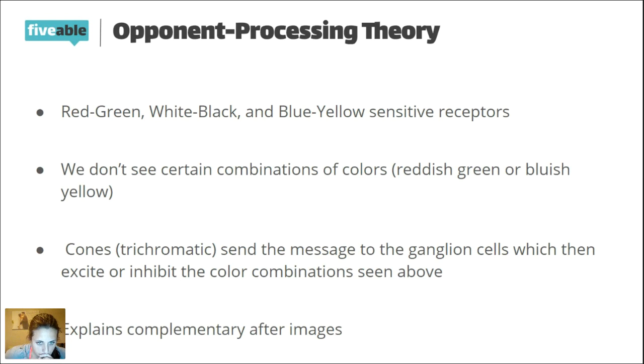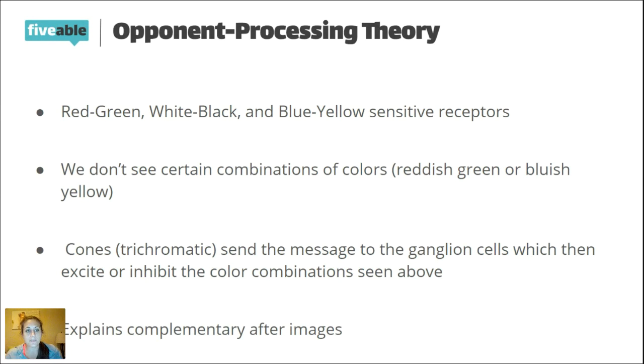And so it says the cones, that's where the trichromatic part is, send the message to the ganglion cells, remember that's in the optic nerve, which then excite or inhibit the color combination seen above. So these two theories don't work against each other, they actually work together. The trichromatic theory happens first in the cones, and then that message goes to the ganglion cells, which then do this red-green switch, white-black switch, or blue-yellow switch. And if you've ever heard of complementary afterimages, that's where this comes from.